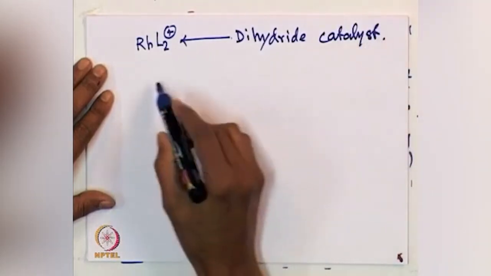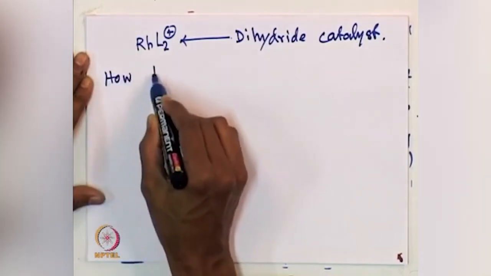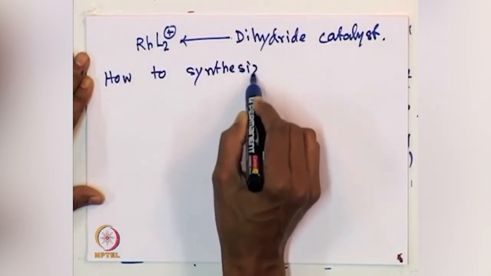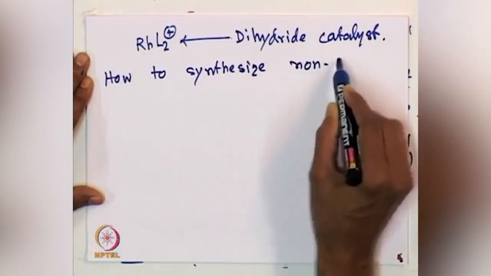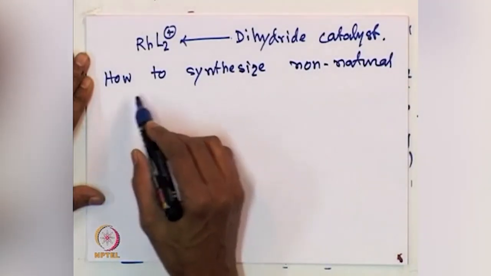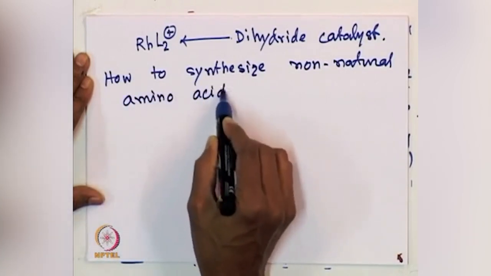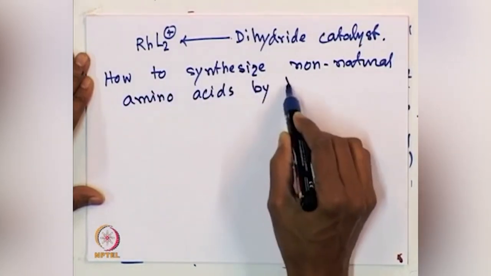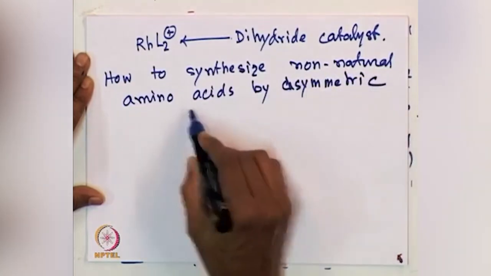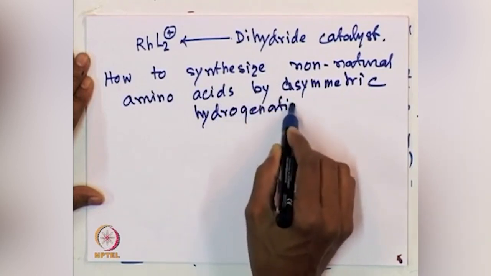This is the one we will be discussing, and of course, the topic would be how to synthesize non-natural amino acids by asymmetric hydrogenation. Okay, there exist a number of important molecules.